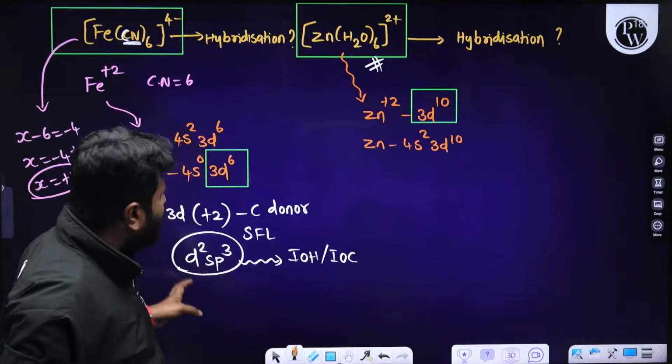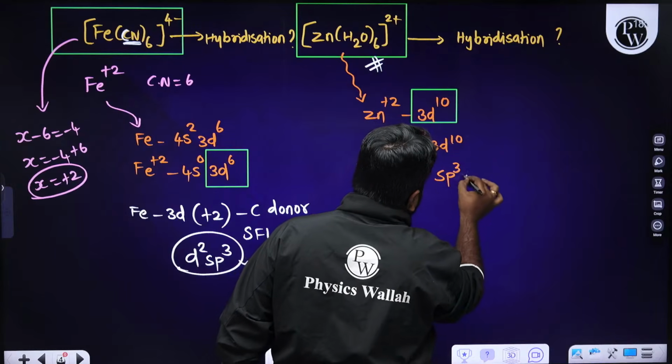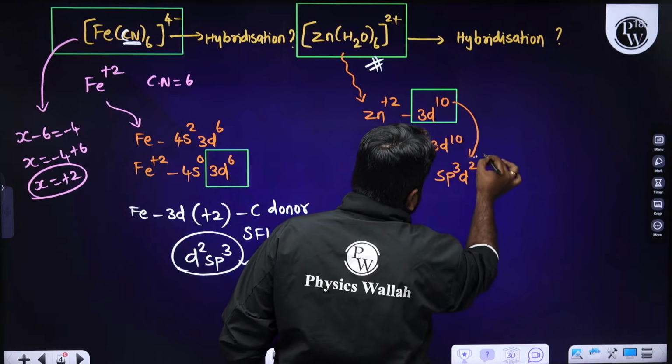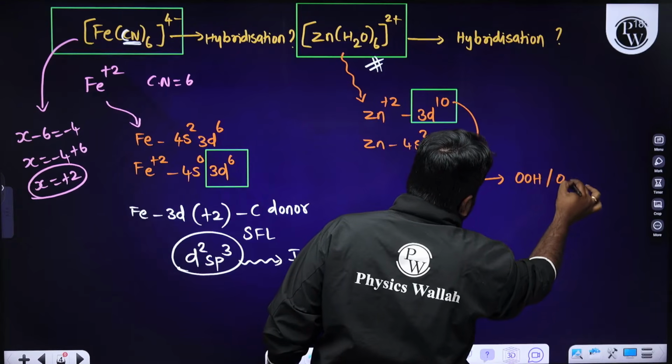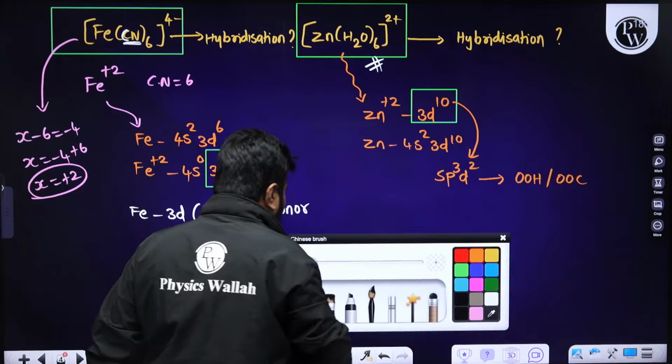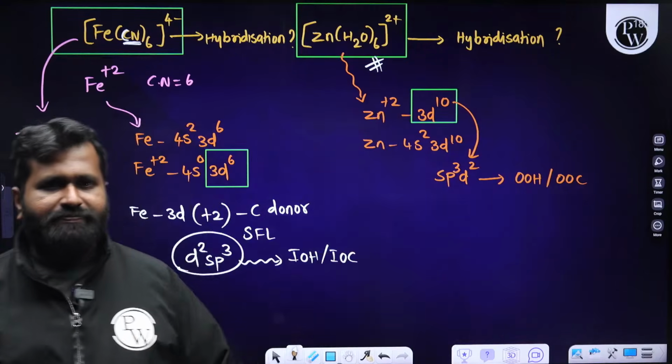So d10 electron means always sp3. No need to solve anything, no need to calculate anything. So the hybridization is sp3. sp3 means it belongs to outer orbital hybridization, or outer orbital complex. That's all, my dear students. As simple as that.